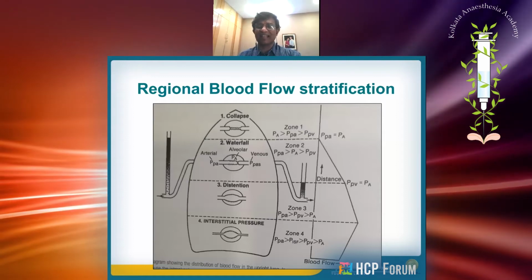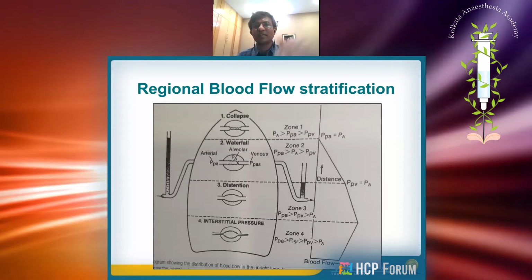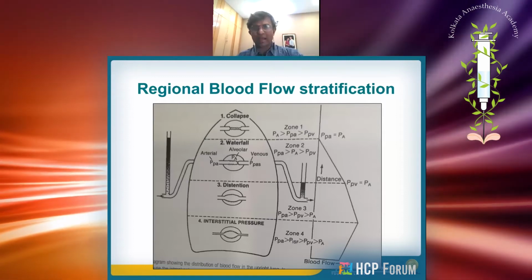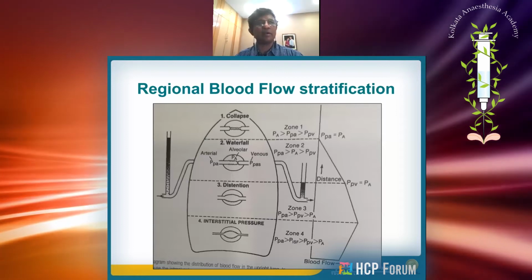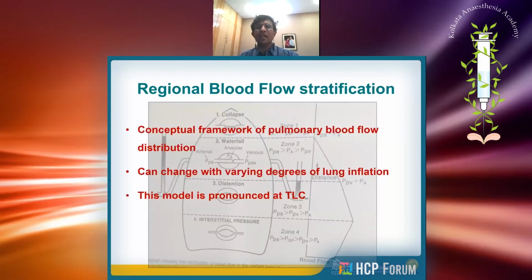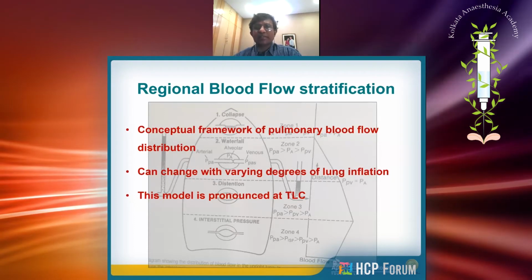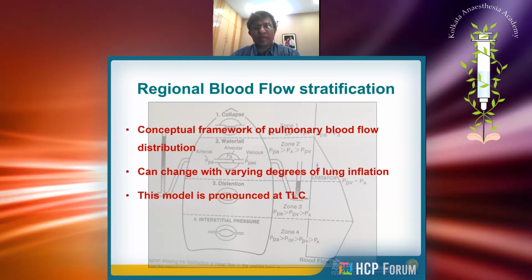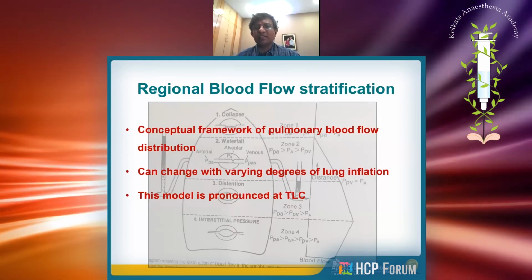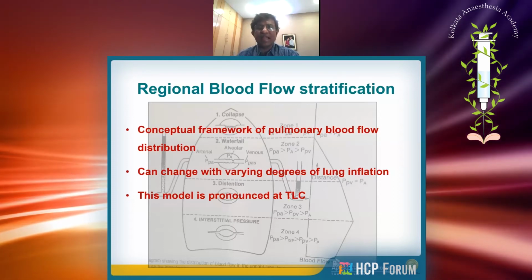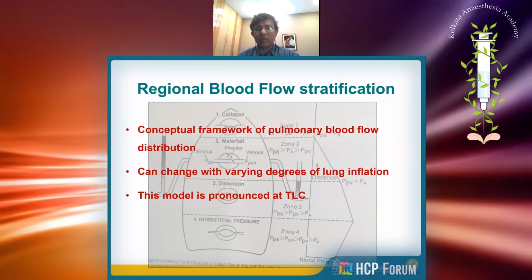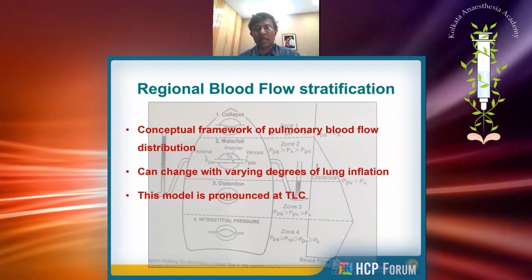So this is again to understand how the regional blood flow is different depending upon the dependent and the non-dependent areas. Remember, this is just a conceptual framework of the pulmonary blood flow distribution and can change with varying degrees of inflation. And this classic model of West is pronounced at total lung capacity.